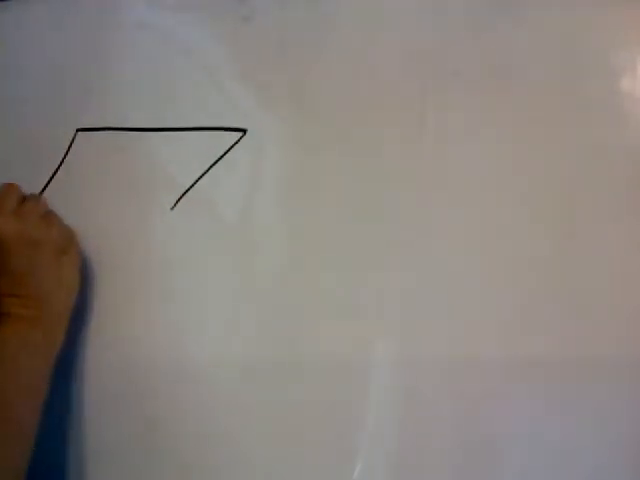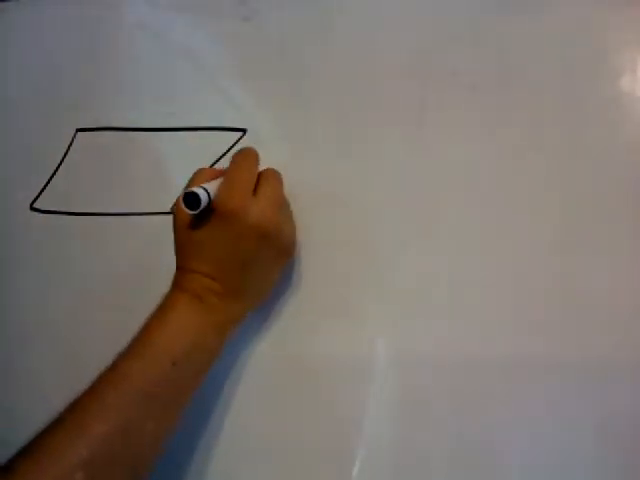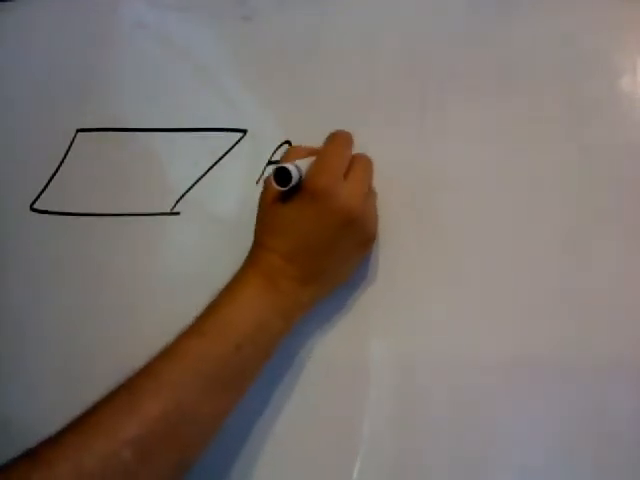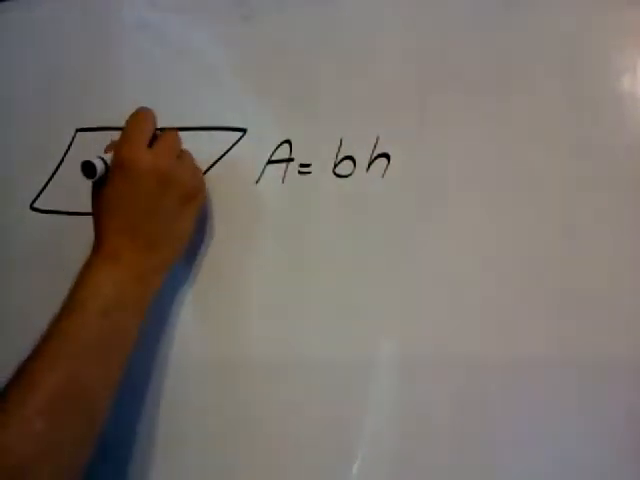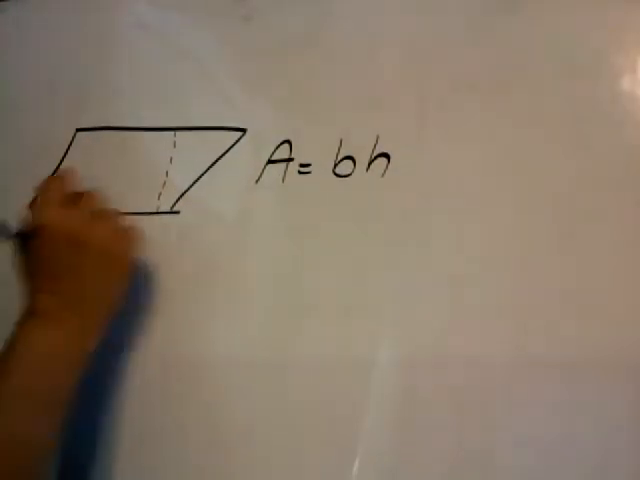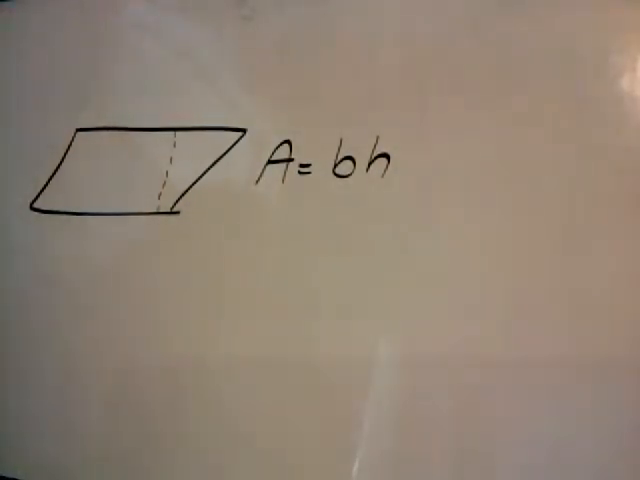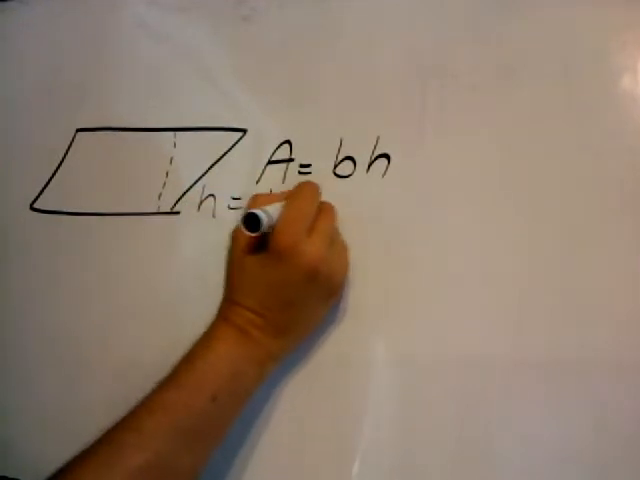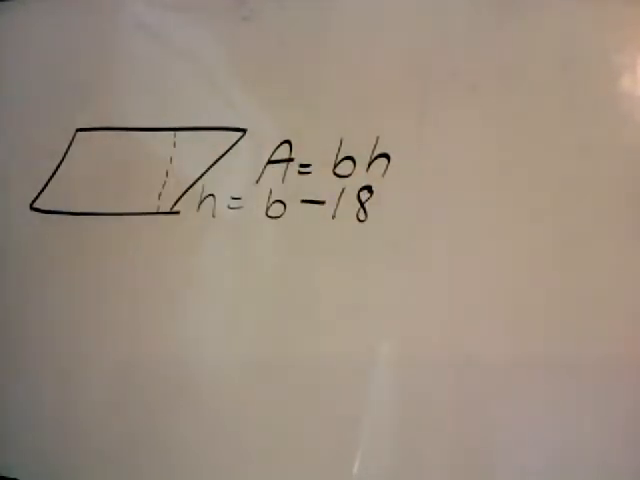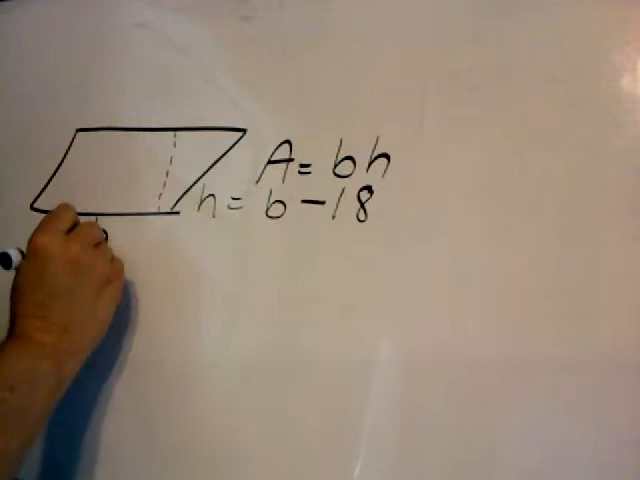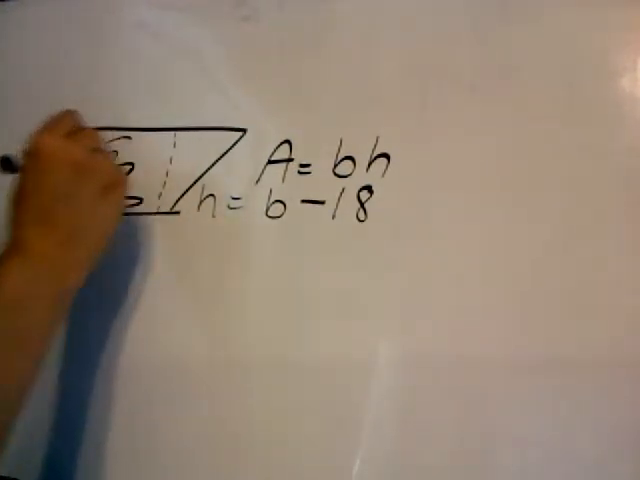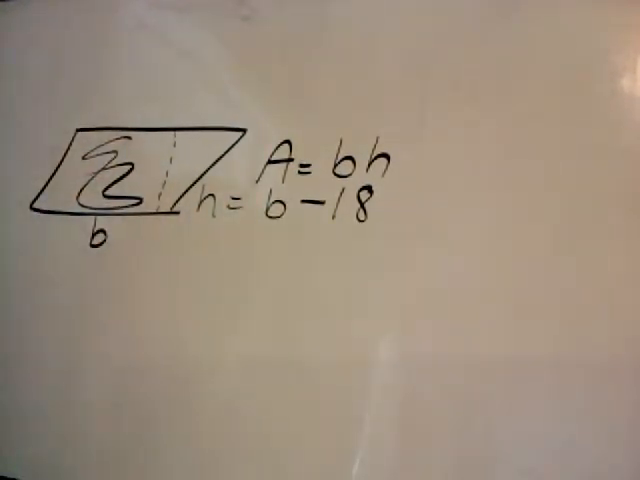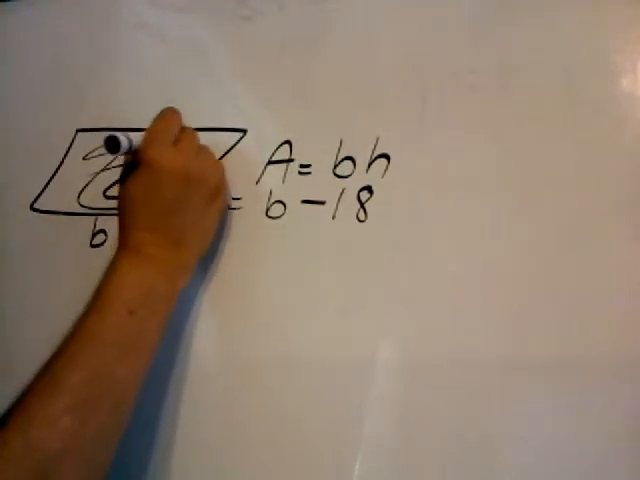And remember, with a parallelogram, area equals the base times the height. This is my height and this is my base. My problem says that my height is 18 less than the base, so the height is equal to base minus 18. I don't know what the base is. It did give me the area, and it told me the area was 175.